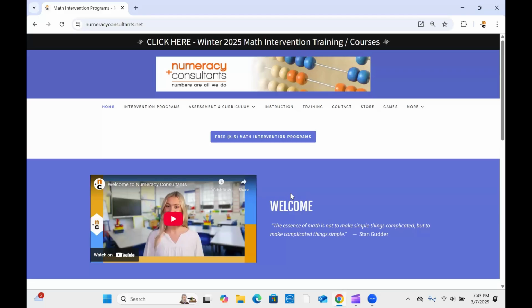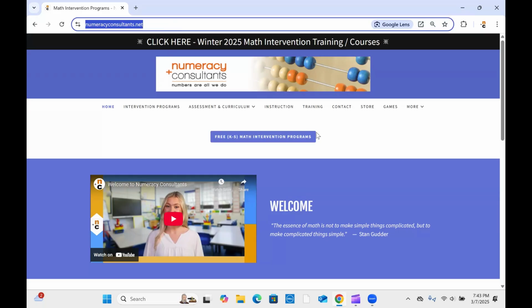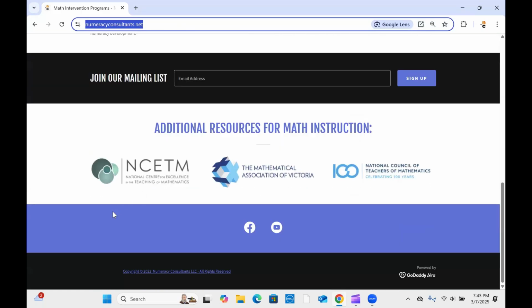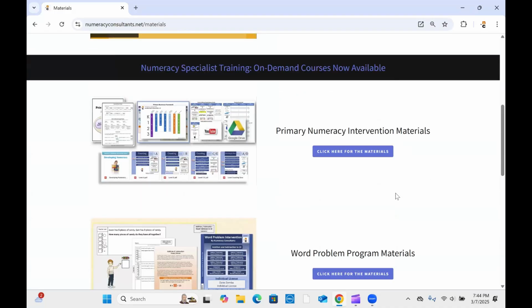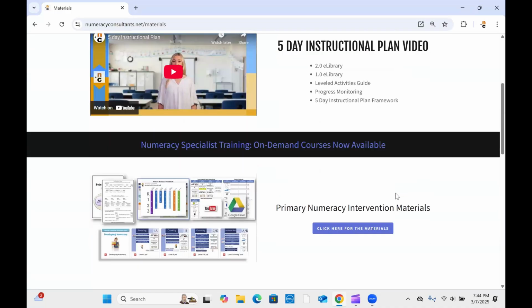And now I'll show you how to get the materials. You just go to our website, numeracyconsultants.net. It does not matter what page you're on. At the very bottom, there's a copyright. If you see it down here, you just click on the copyright. It's going to take you to all of the different free materials we have for all of our different programs.